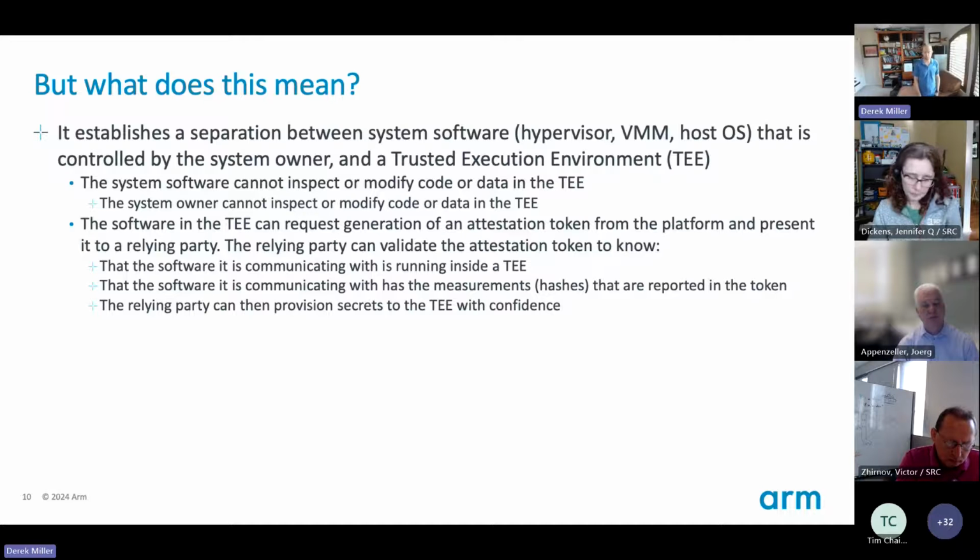Inspection is typically prevented by encryption. Modification is also prevented by authenticated encryption modes. So, since the system software cannot inspect it, the system owner also cannot inspect it.